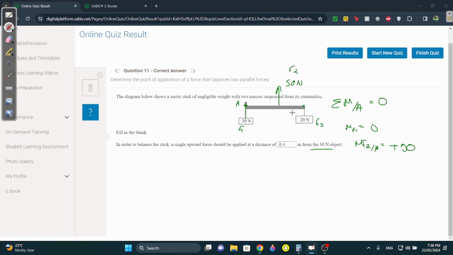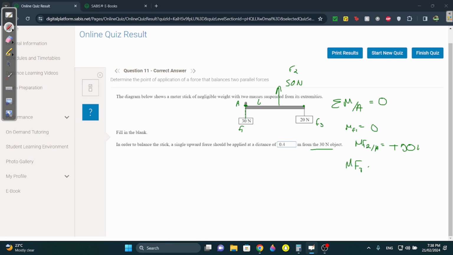50 times this distance, which we'll call L. You can call it X, L, or Y, it doesn't matter. But we don't know the distance, so I'm going to keep it as L. How about the moment of F3 around A?